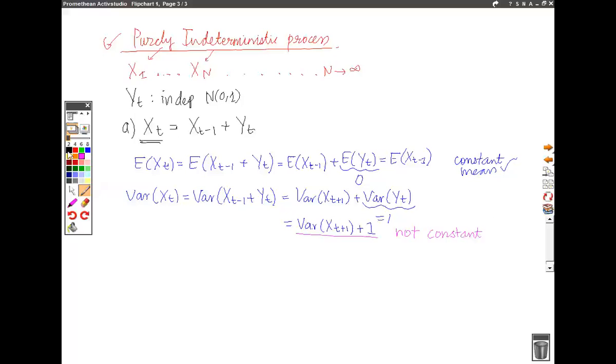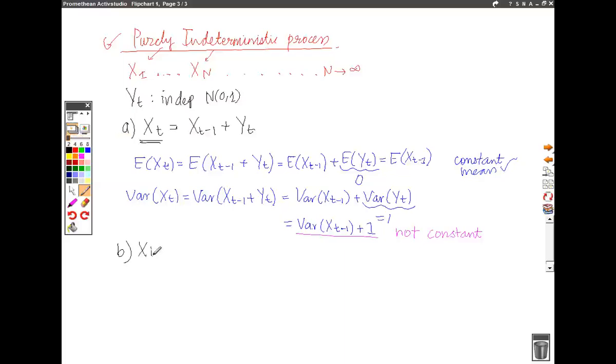Perfect. It should be the variance of xt minus 1 everywhere. Yeah, sorry. Thank you very much. Okay, so let us look at another example.